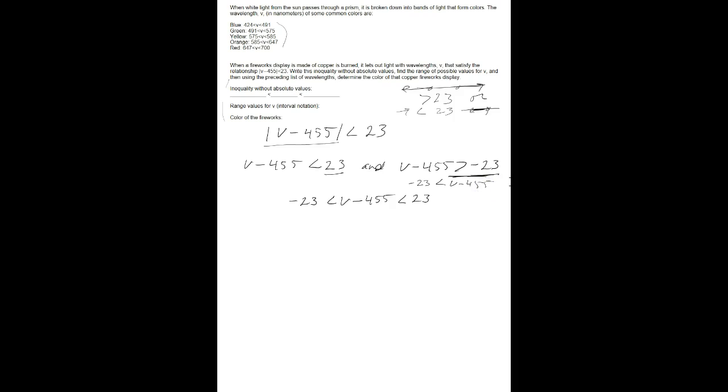Okay, so now we look at this, and we can go ahead and just add 455 to everything. So if we add 455 here, we have to add 455 here, and we have to add 455 here. So negative 23 plus 455 is 432, which is less than V, which is less than 23 plus 455, which is 478. Okay, so here's our inequality without absolute values right here: 432 is less than V, which is less than 478.